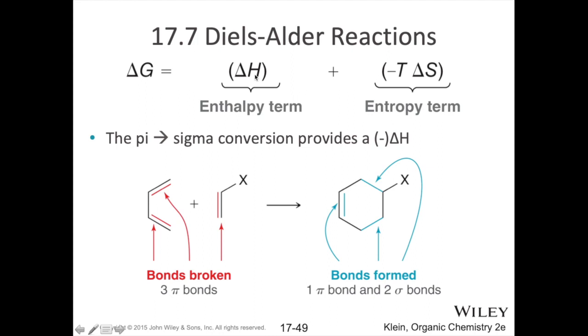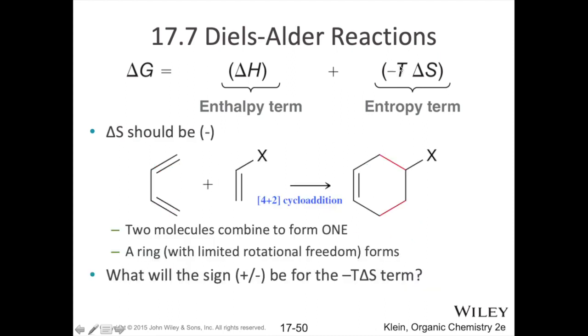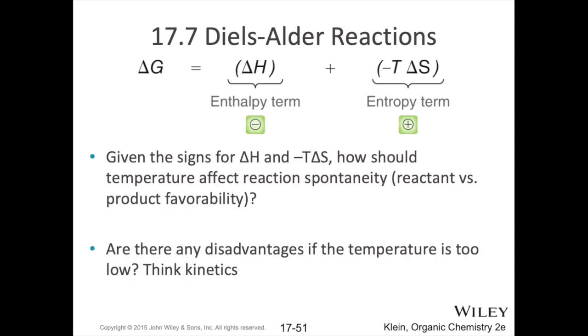This is an exothermic reaction because we're effectively converting 2 pi bonds into 2 sigma bonds. That releases energy. So this term is negative, this term is positive. If we want this reaction to be spontaneous, we need delta G to be negative. So we need this term to be bigger, and we need to make this term smaller. So how do we make this term smaller? We make the temperature lower. And that is why low temperatures favor the Diels-Alder reaction.